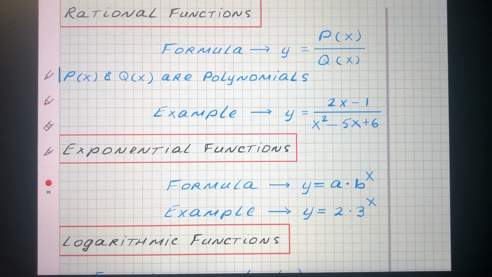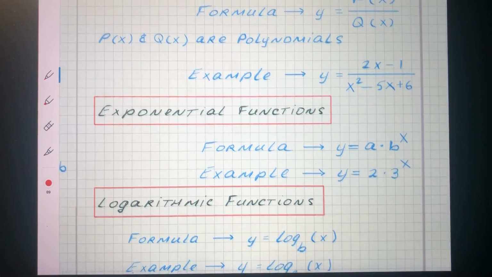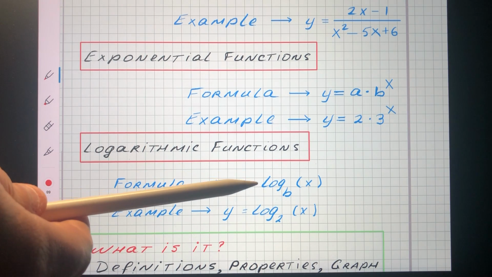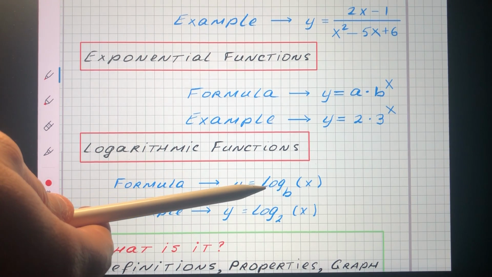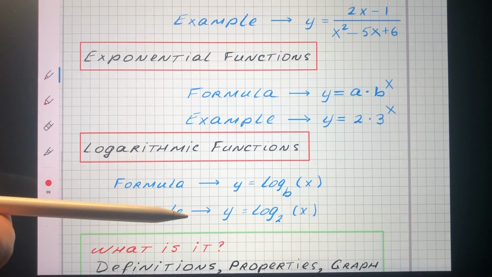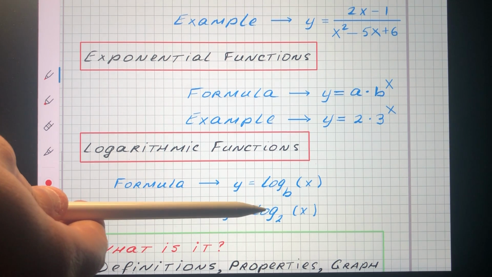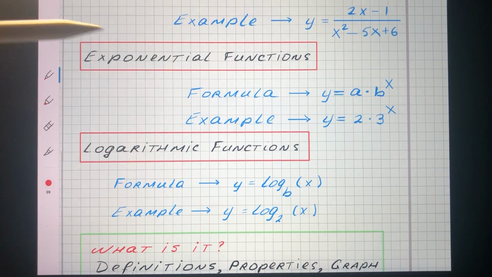After the exponential functions, we often look at logarithmic functions. The formula for the logarithmic functions is y equals logarithm of some base of x. One of the examples of a logarithmic function could be y equals logarithm base 2 of x.